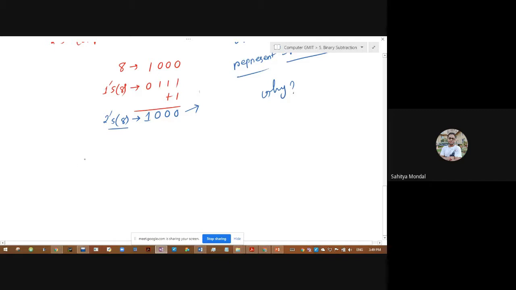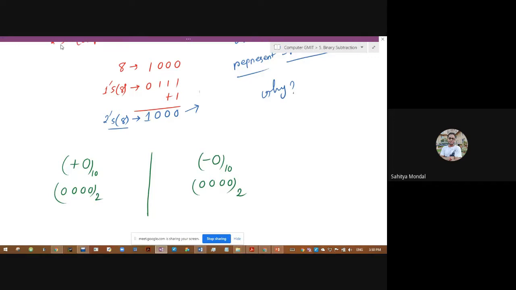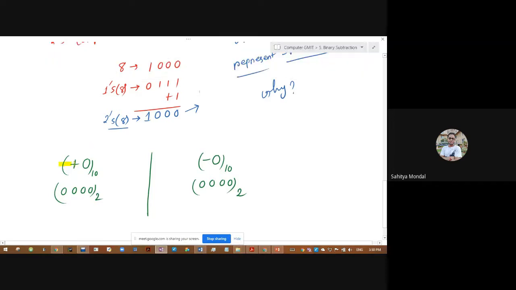Let's say 0. If this is plus 0, this is minus 0. Now if you perform one's complement, this is in decimal. So let's say in binary I have represented 4 bits, 4 zeros, 0 0 0 0. This is the 4-bit representation of 0, right?